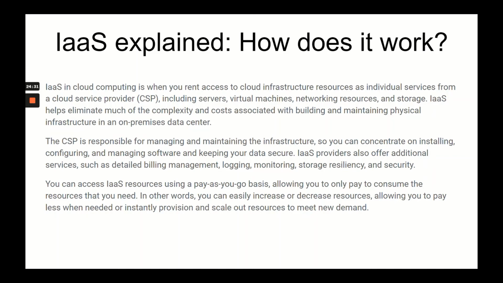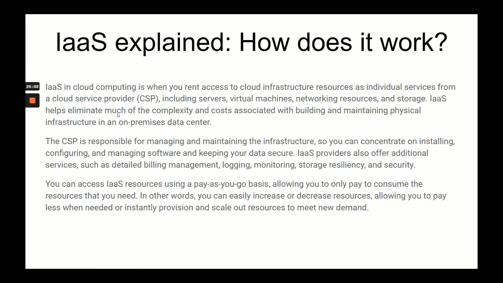Okay. So IaaS explained, how it works. IaaS is cloud computing when you rent access to cloud infrastructure resources as individual services from the cloud service provider, including servers, virtual machines, networking resources, and storage. Okay, so this is on-demand things you need from the cloud provider.